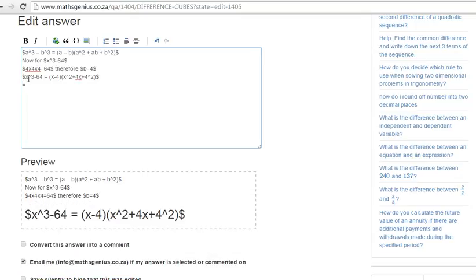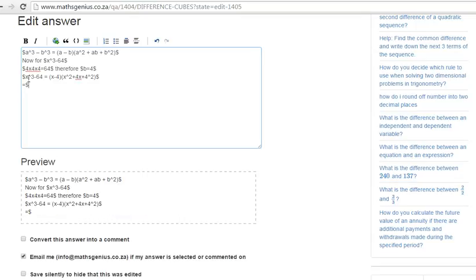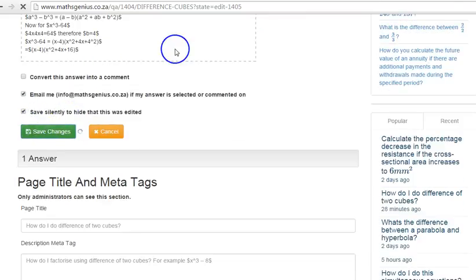Then we go to the next line. So this is equal to dollar sign, open bracket. We're now rewriting this part. So it's x minus 4, close bracket, open bracket, x to the power of 2 plus 4x plus 16. Why is it 16? Because it's 4 squared. So you've got to say 4 times 4 will give you 16. Close that. Thus, if we do this, we've actually done what is known as factorization using two cubes.